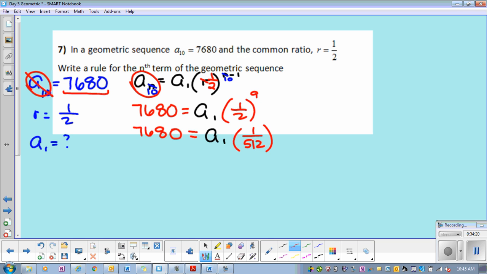The reason why I really wanted to do this problem is because how do I get rid of that fraction? Good. Multiply by the reciprocal or the denominator. Times 512 over 1, which is just 512, and then you can get right to it. Good. So it's times 512. And then a sub 1 equals, what is this?